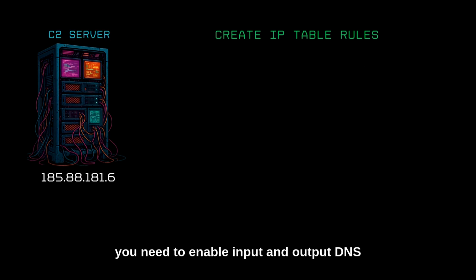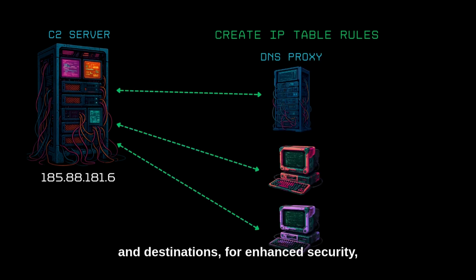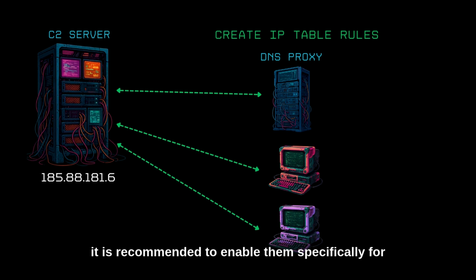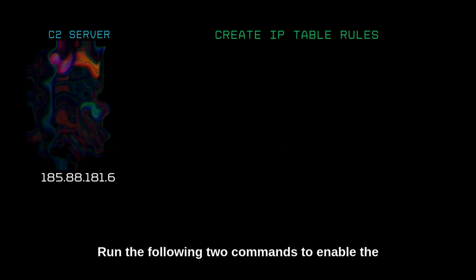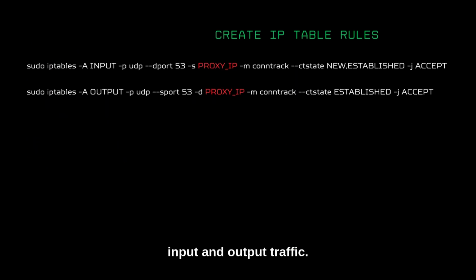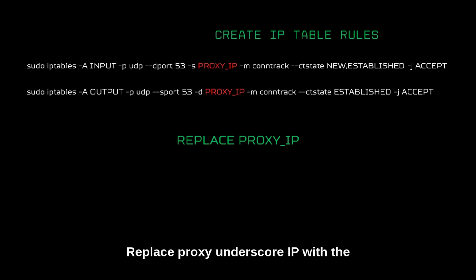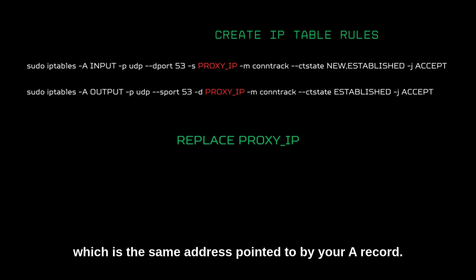On the C2 server, you need to enable input and output DNS traffic. While these rules can be set for all origins and destinations, for enhanced security, it is recommended to enable them specifically for your proxy server IP address. Run the following two commands to enable the input and output traffic. Replace proxy_IP with the IP address of your proxy server, which is the same address pointed to by your A record.